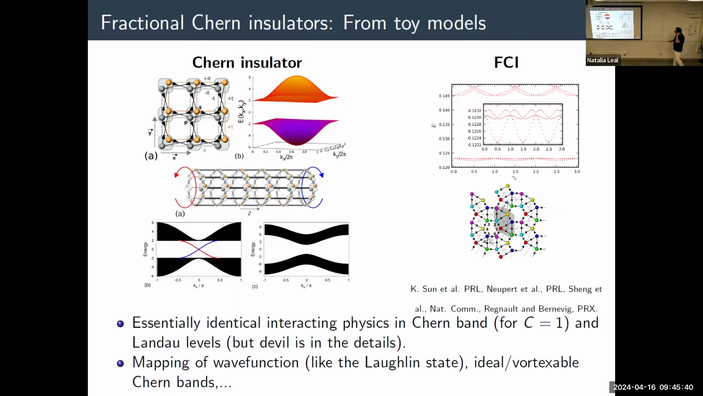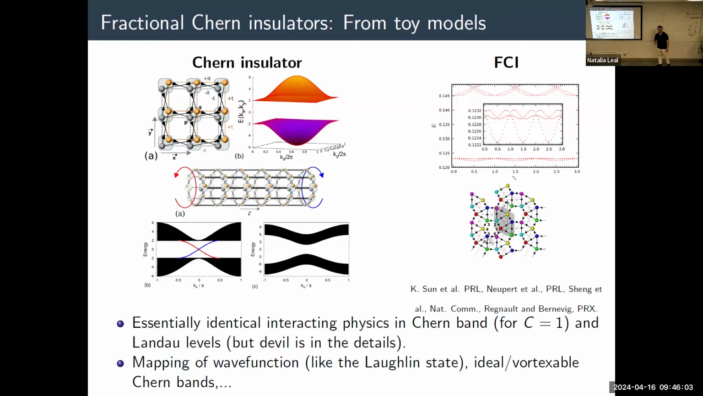From maybe a more mathematical perspective, there is a recent trend over the last 3 or 4 years to try to make a more rigorous mathematical mapping from fractional Chern insulators to the fractional quantum Hall effect. It has different names. I will show you some results when it comes to the concept of ideal or trace-condition Chern bands.